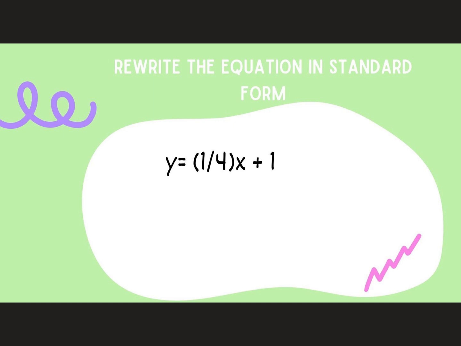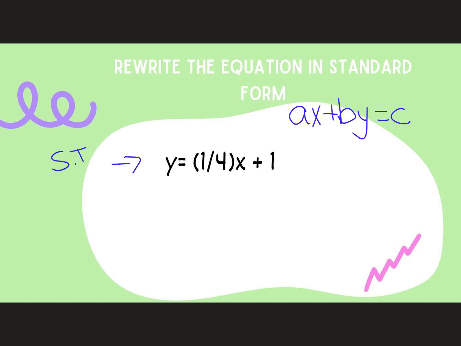Now let's do the same. Let's rewrite this equation in standard form. The first thing I'm going to do is, when I look at my star chart, remind myself what standard form looks like. Remember, it's ax plus by equals c. So obviously this is not in standard form.